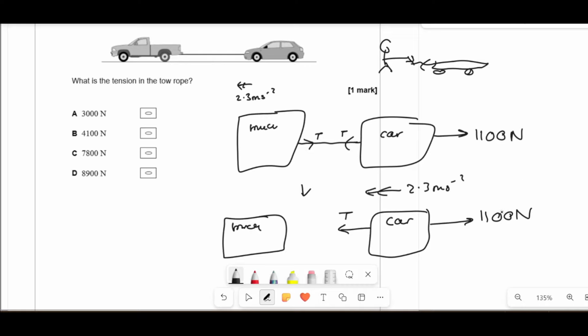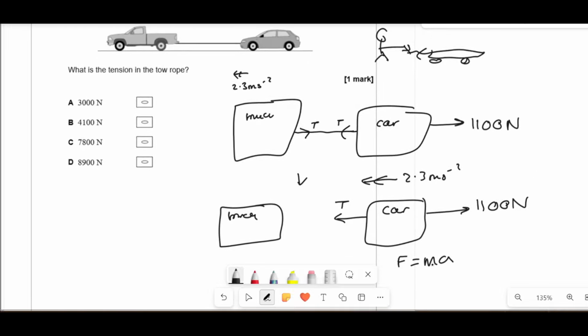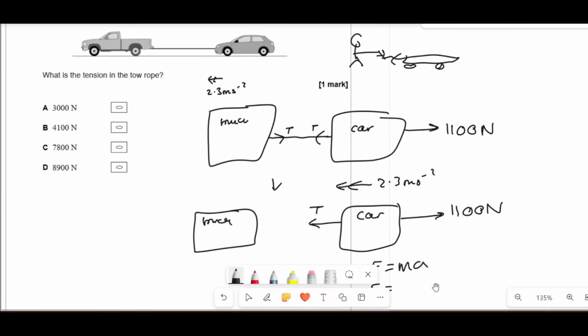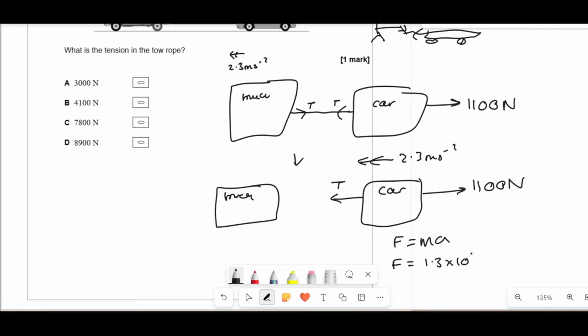So that means that these forces give a resultant force, because where there's a force, there has to be an acceleration, because F equals ma. It means that the resultant force on this car is going to be, what's its mass again? 1.3 times 10 to the 3, so 1.3 times 10 to the 3 times the acceleration, which is 2.3 meters per second squared. So if you do 1.3 times 10 to the 3 times 2.3, that gives you 2990.